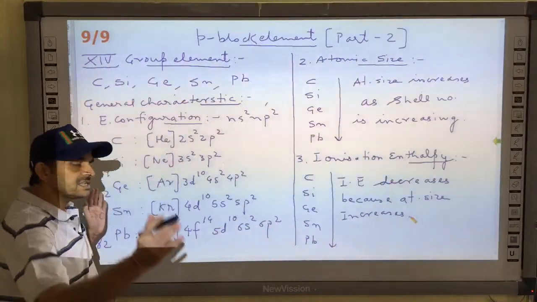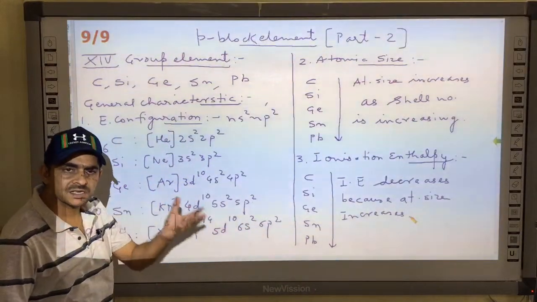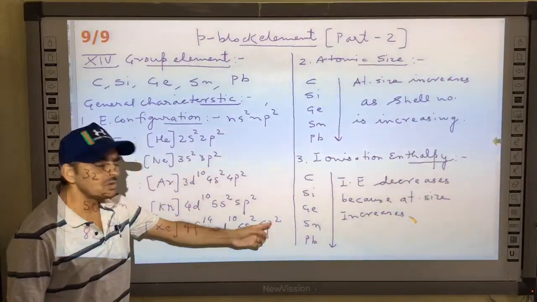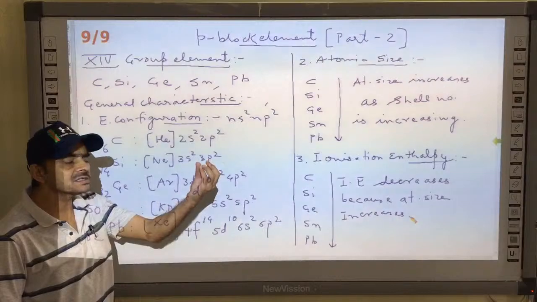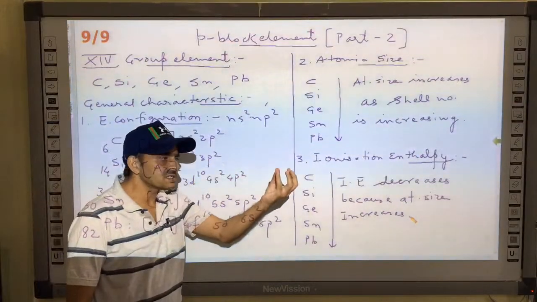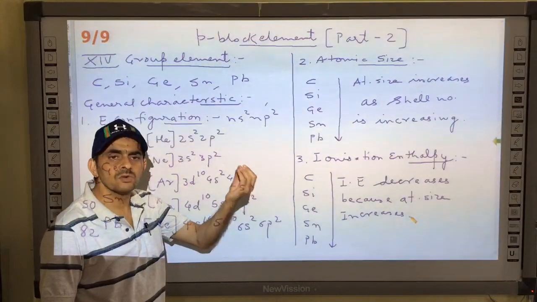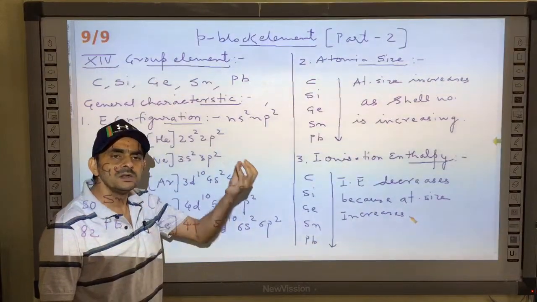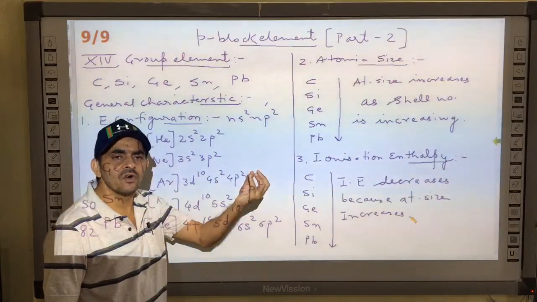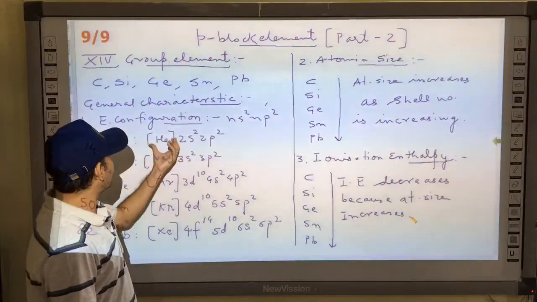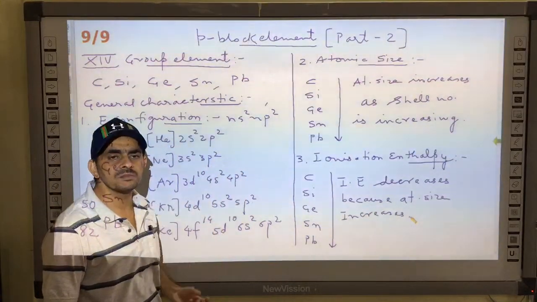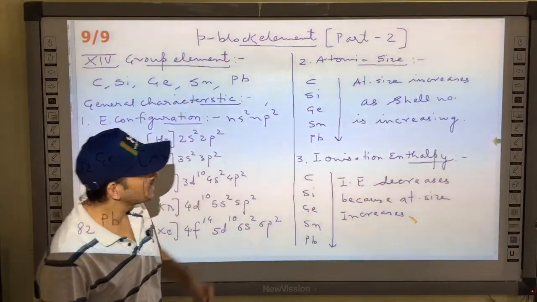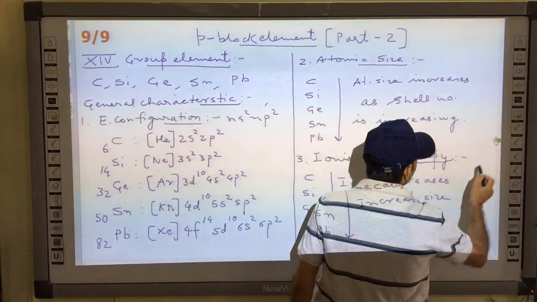Lead has a comparatively bigger size, so less energy is required to remove the outermost electron. Carbon's atomic size is very small. The electrons are tightly held by the nucleus, so more energy is required to overcome this attraction force. Therefore, ionization enthalpy of carbon will be more due to its smaller atomic size. Clear? This was third.